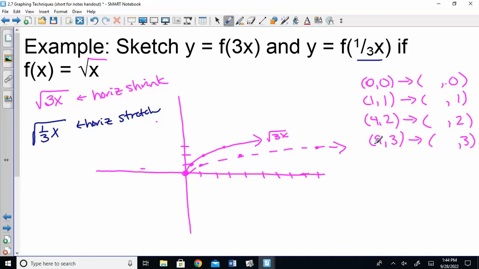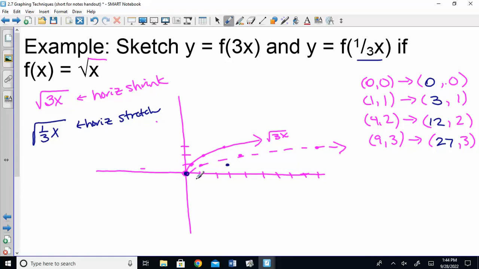What am I going to do to my x's this time? Opposite of multiplying by 1/3 is dividing by 1/3 or multiplying by 3. So 0 times 3 is still 0. 1 times 3 is 3. 4 times 3 is 12. 9 times 3 is 27. So these are the points on my graph.